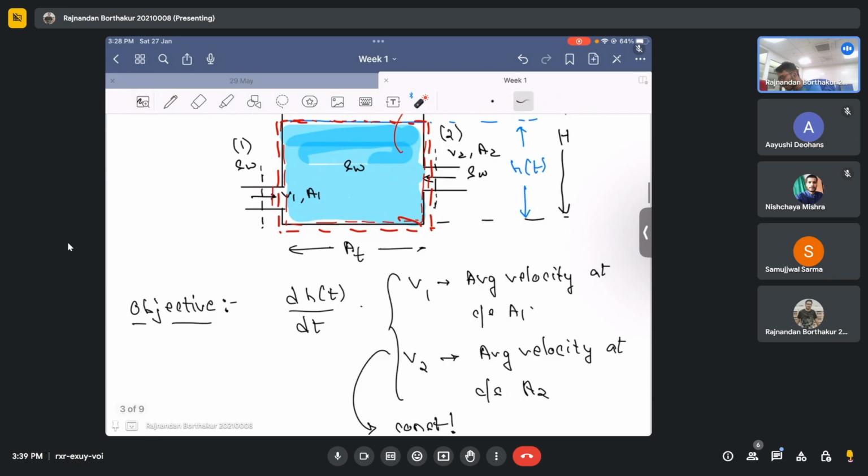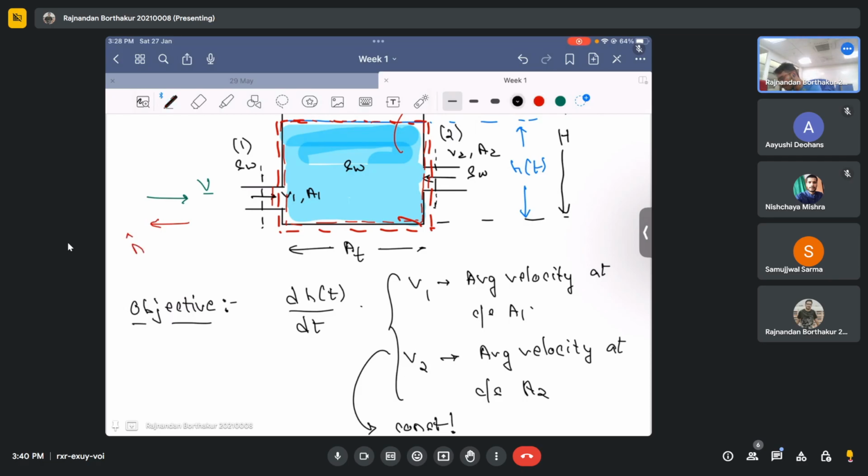As you can see here, the direction of the velocity vector is pointing inward inside the control volume, while the n cap is basically the normal unit vector of an elemental area of the control volume. In this case, the n cap is in the opposite direction, which means that n cap is in this direction, right?